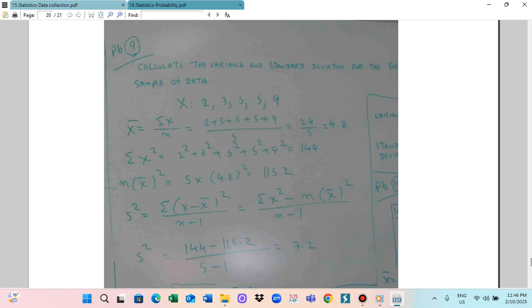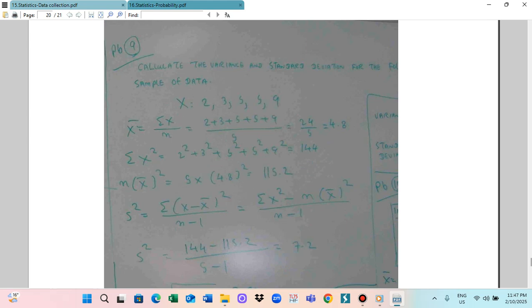Okay, then you also have to calculate the summation x squared. Summation x squared means 2 squared plus 3 squared plus 5 squared plus 5 squared plus 9 squared. Then you can calculate this one as 144. And also you can calculate n x bar squared. Here n you have to count, 1, 2, 3, 4, 5. 5 multiplied by x bar, which is 4 by 8, squared. So this one we can calculate as 115.2.